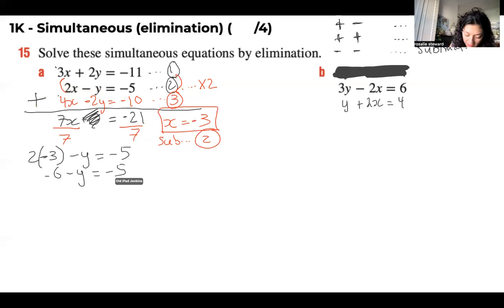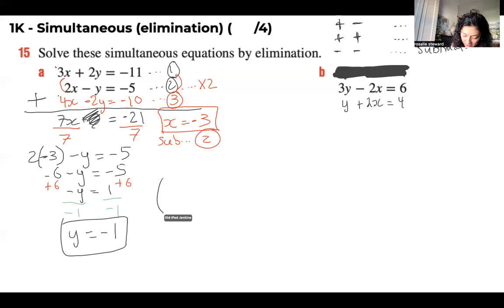I'm going to get rid of that negative 6 on this side, so I'm going to add 6 to both sides. Minus y equals 1. We don't ever want to have a negative x or a negative y. So what do we do? We divide both sides by negative 1. And that will give you your final answer of y equals minus 1. So your final answer here is x equals minus 3, y equals minus 1.